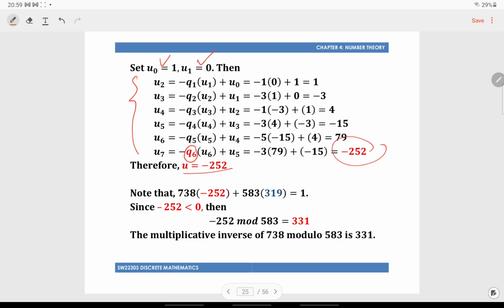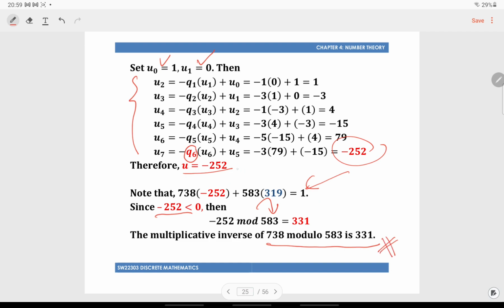Okay, when the value of u is negative, you need to convert it to a positive value. Although this equation is true when we substitute u and v, since the value is less than 0, you need to convert it to a positive value. How? By simply adding the modulus value and taking the first positive value. So negative 252 plus 583, the first positive integer that appears is 331. So the multiplicative inverse of 738 modulo 583 is 331.